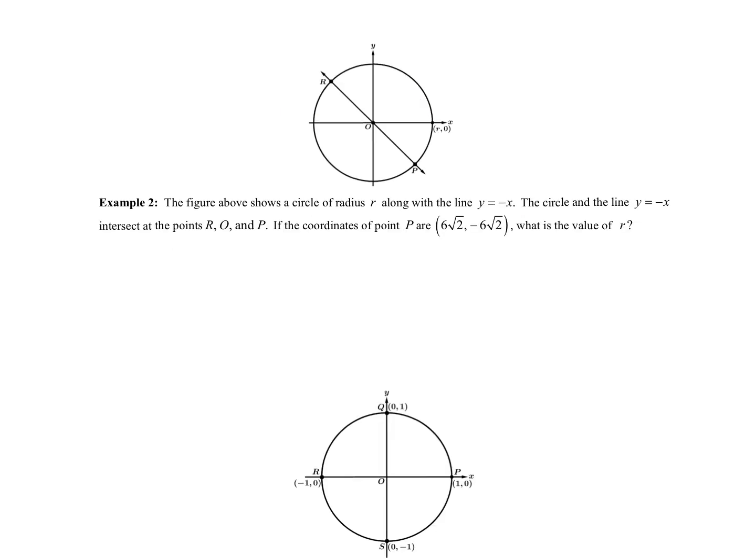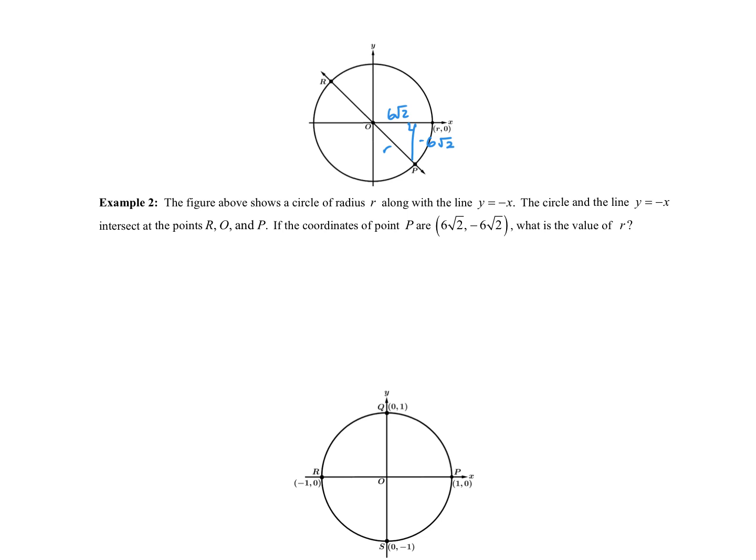The figure above shows a circle of radius r along with the line y equals negative x. The circle and the line y equals negative x intersect at the points R, O, and P. If the coordinates of point P are 6 root 2, negative 6 root 2, what is the value of r? All right. And so we have these as our sides. Well, what kind of triangle did it just make? A right triangle. And so I have two sides. I have my legs of the right triangle. So how do I solve for r, my hypotenuse? What do I use?